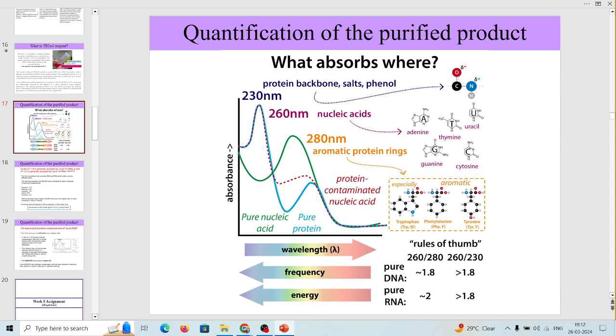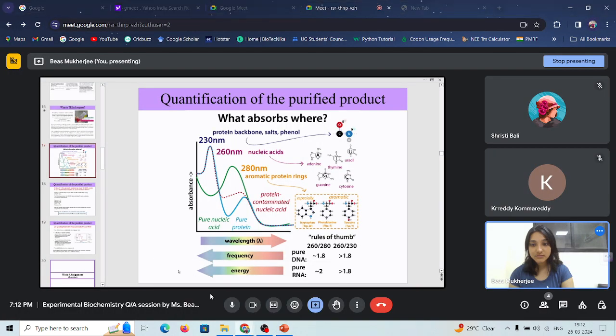Therefore you check the ratio of 260 with 280 and 230. So if your ratio for pure DNA, 260 by 280 ratio, it should be higher or equal to 1.8, and for pure RNA the 260 by 280 ratio should be 2, and the 260 by 230 ratio, this should be 1.8.